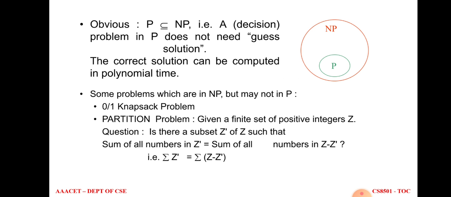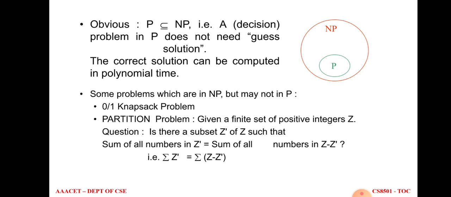A decision problem in P does not need a guessed solution, because class P is in the deterministic Turing machine. Already I said there is no time for guessing the solution, because the correct solution can be computed in polynomial time. So the problem in class P can be solved in polynomial time. So there is no need of a guessed solution for the problem in class P, but we can guess the solution for the problem in NP, because NP is a non-deterministic Turing machine.